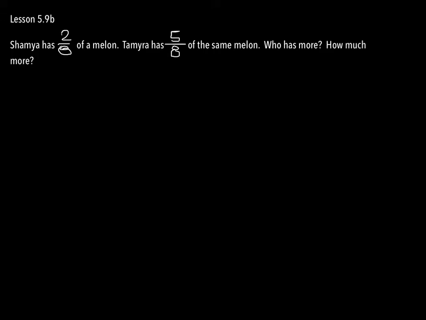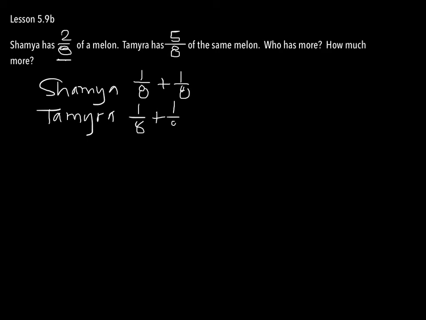So we start out with a fairly simple problem in my mind that when you look at the numerators, you should be able to think, oh, 2 and 5. We should know which is greater, which is less. But let's break this down a little bit more. So we have Shemaiah and Tamira. And what we're going to do is take the amount of melon that they have and break it into chunks. 1/8 plus 1/8. And then Tamira, we have 1/8 plus 1/8 plus 1/8 plus 1/8 plus 1/8.